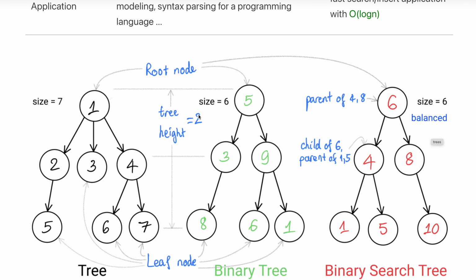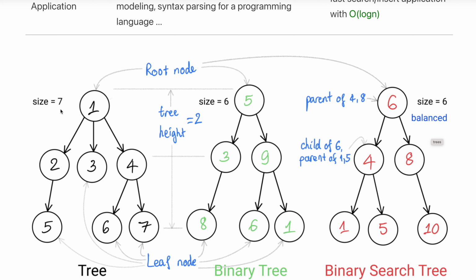Now let's talk about some terminology when we talk about a tree. So a tree always has a root node. The root node is the first node that you add to a tree. For example, for this tree it is 1, for this tree it is 5, and for this tree it is 6. Then we have a leaf node. The leaf node is the node that doesn't have any children. For this tree, that's gonna be 5, 3, 6, and 7. For this binary tree, that's gonna be 8, 6, and 1. And for this binary search tree, that's gonna be 1, 5, and 10.